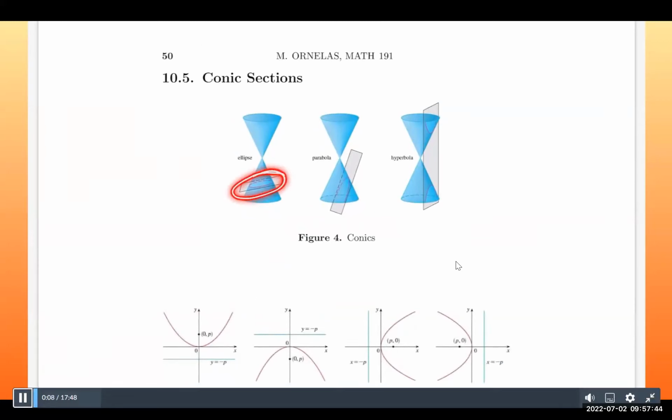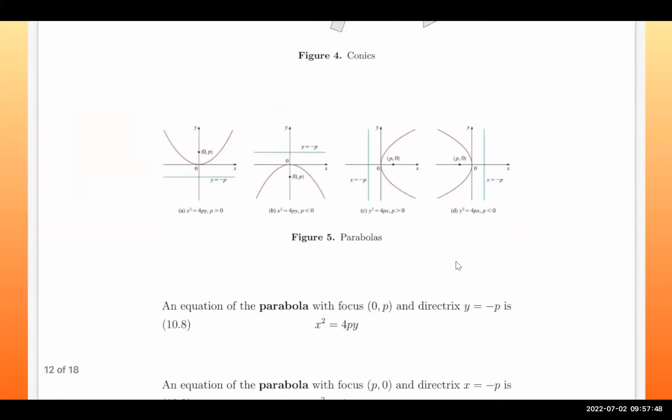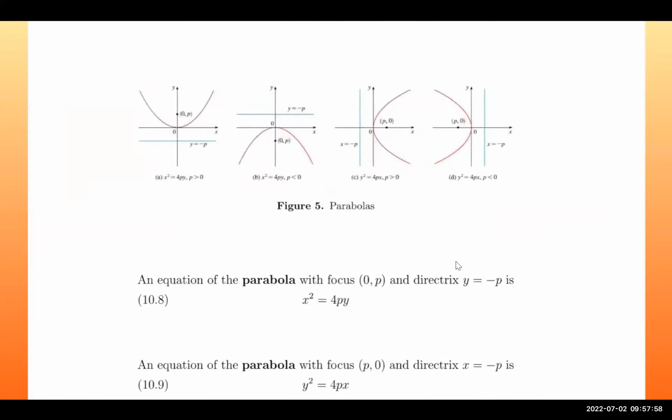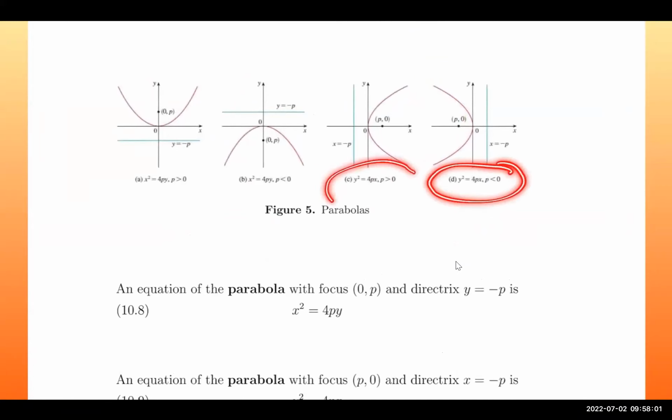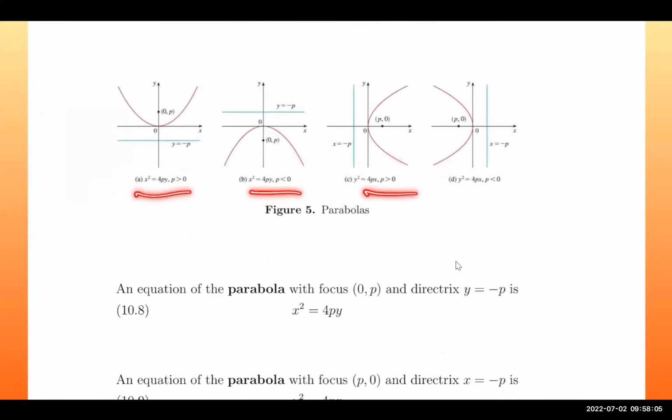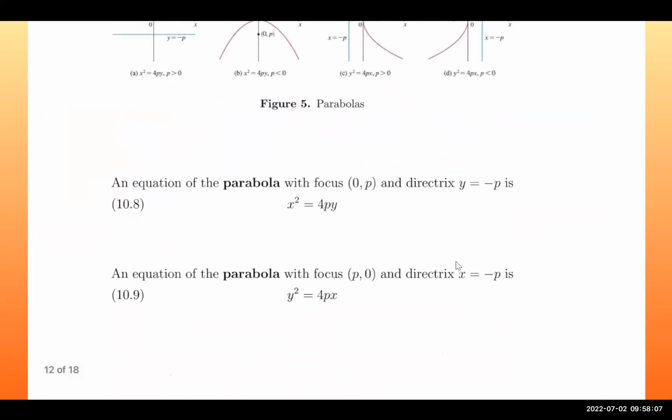This is section 10.5, conic sections. So here are the three conic sections that we'll be looking at. We'll look at an ellipse, a parabola, and a hyperbola. For parabolas, there's going to be one of four orientations. It's either going to open upward, open downward, open to the right, or open to the left. And they'll each have their unique characteristics for p and their equations, which will be down here.